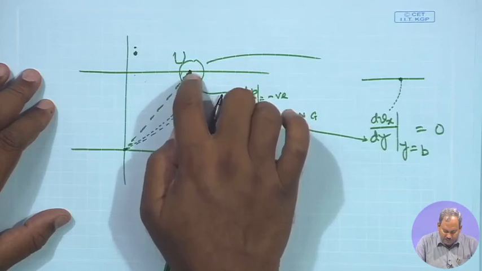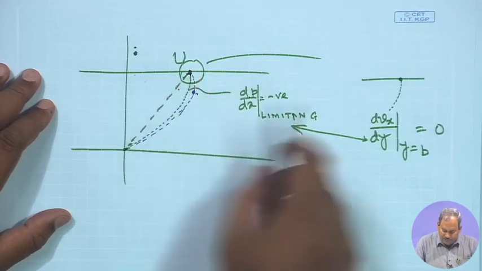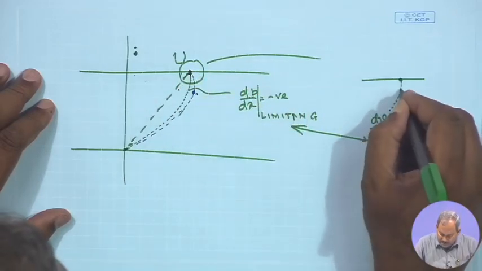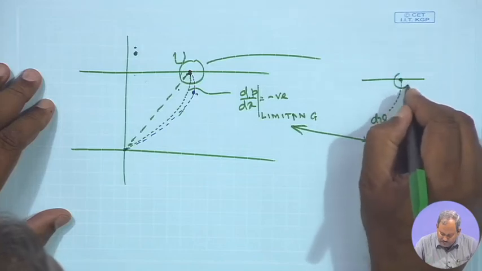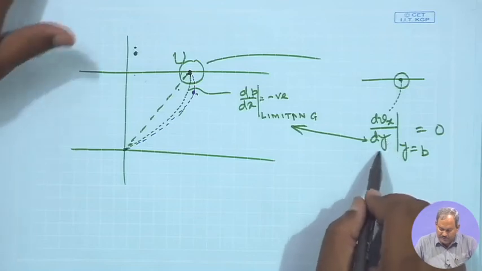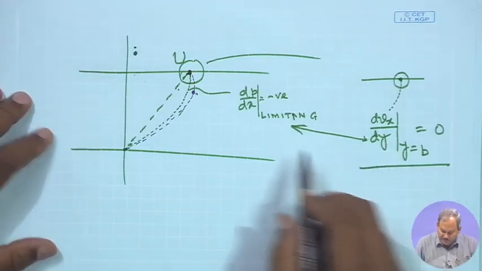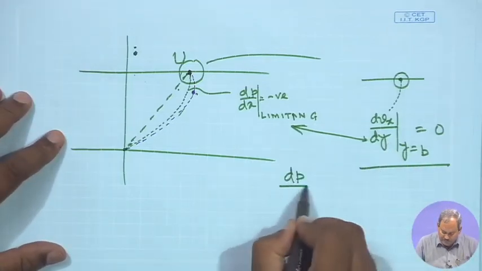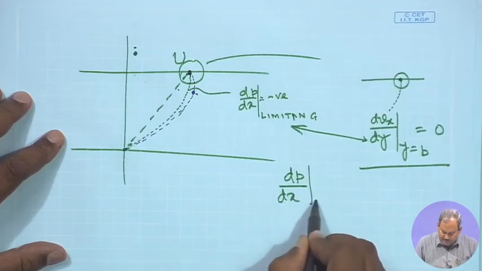So, how does it look for the limiting case? It simply approaches the wall with a 0 slope. If it approaches the wall with a 0 slope, then this is the condition which you can use to obtain the expression for dp dx limiting.